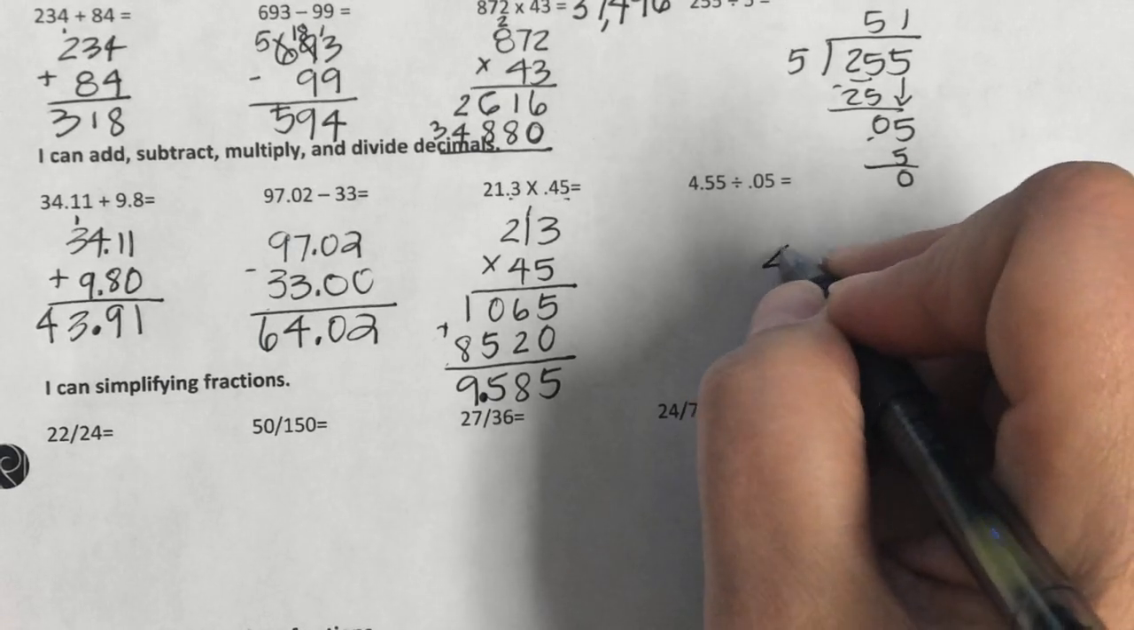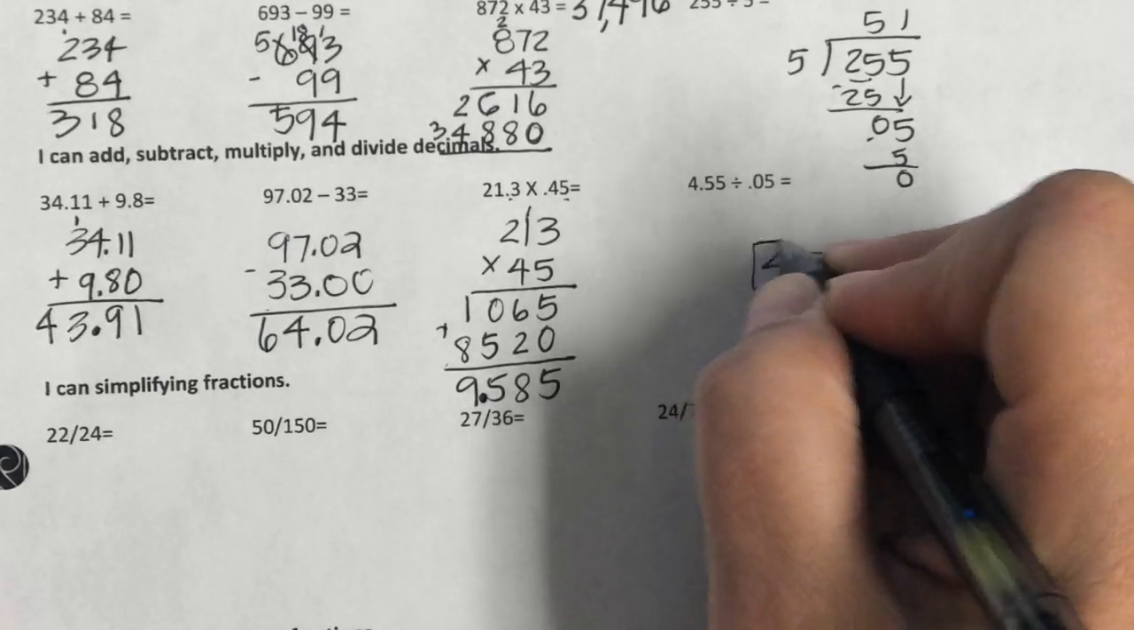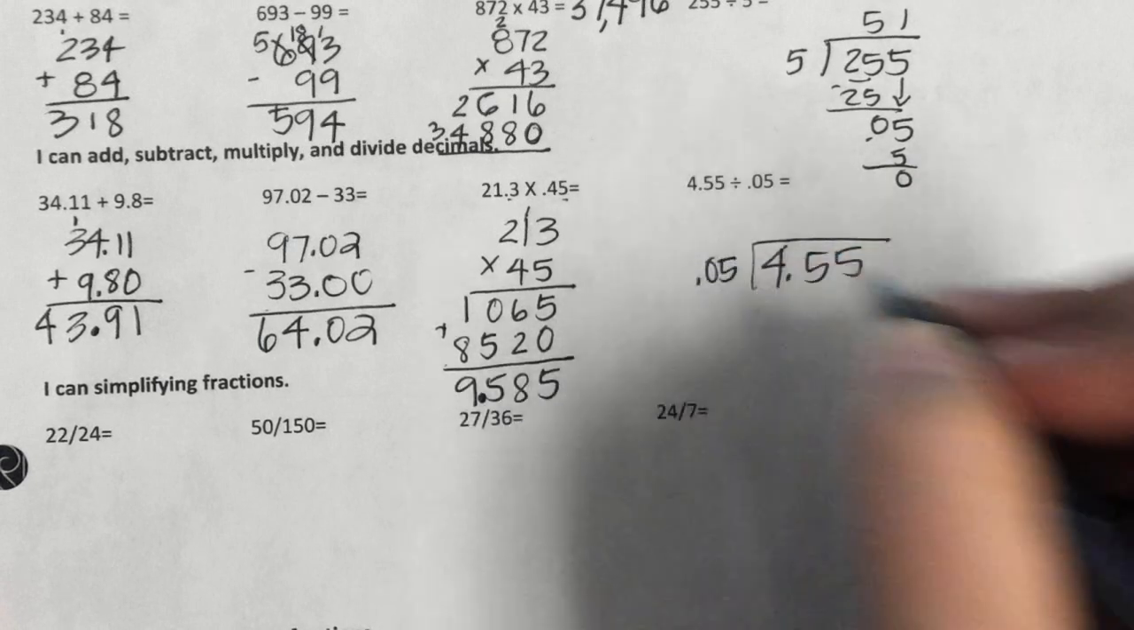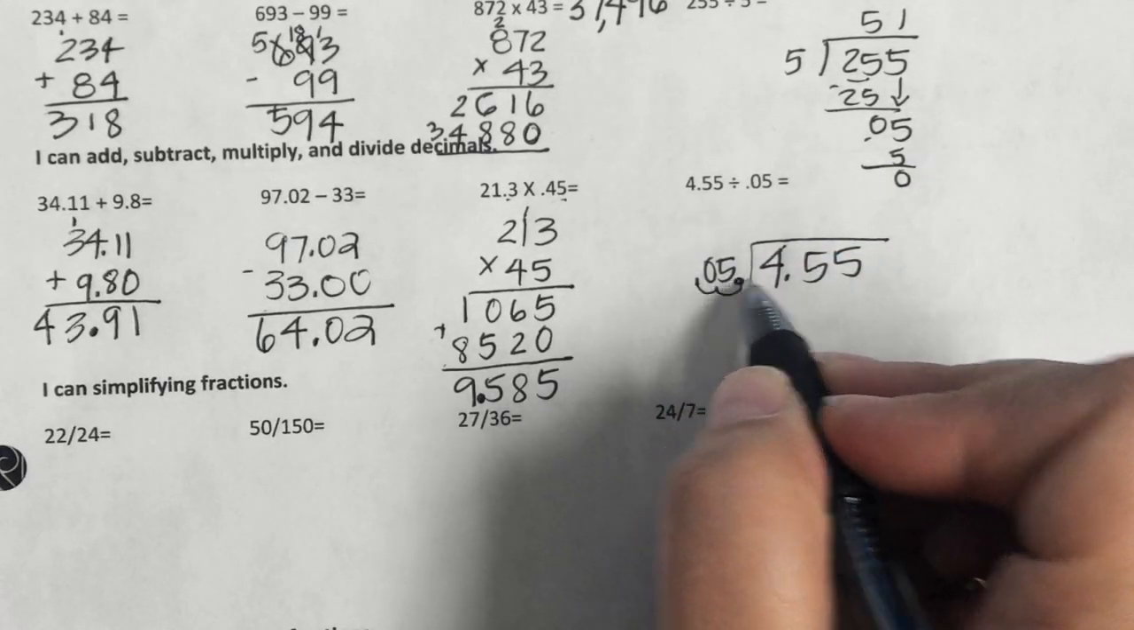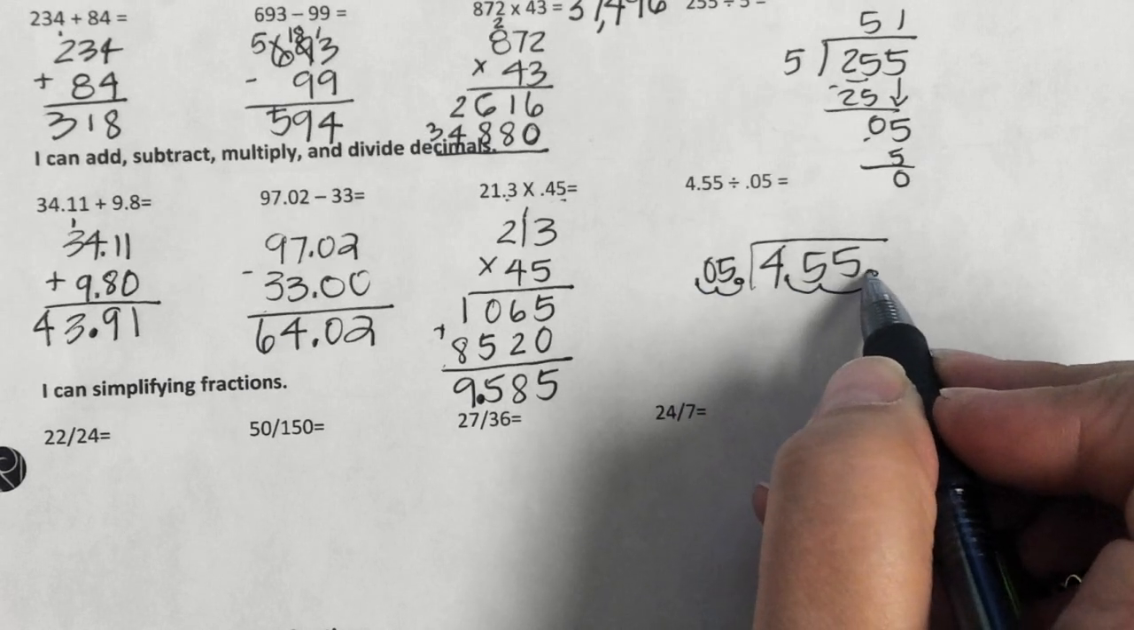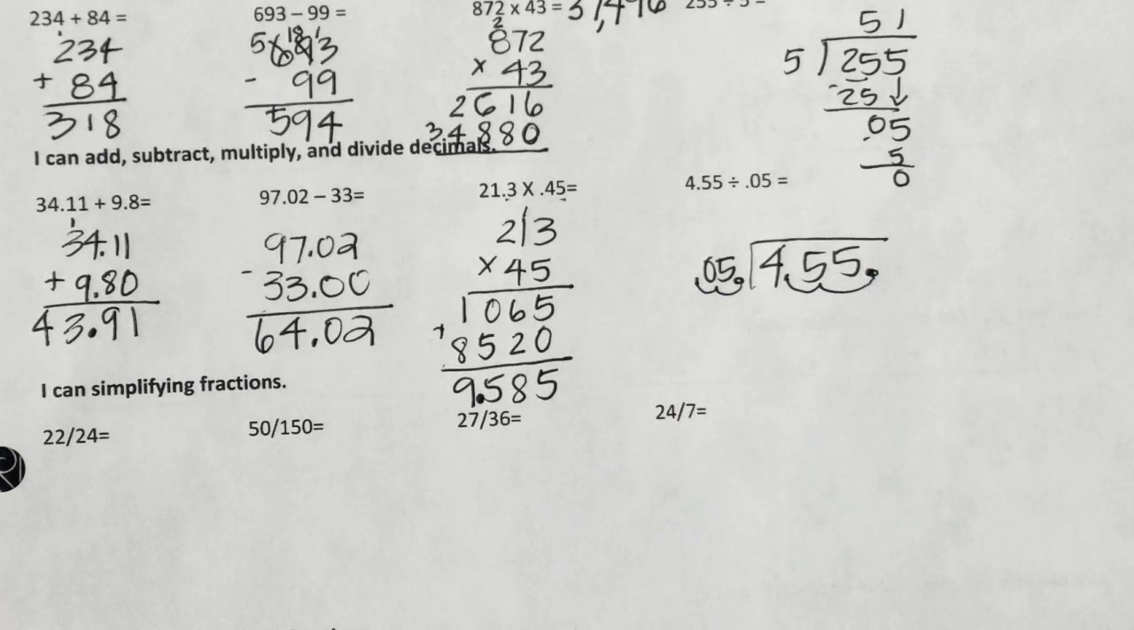Okay, division. 4 and 55 hundredths. First number's in the house, divided by 5 hundredths. How many times do I have to move my decimal here? 2 times. So I move it 2 times to my dividend.